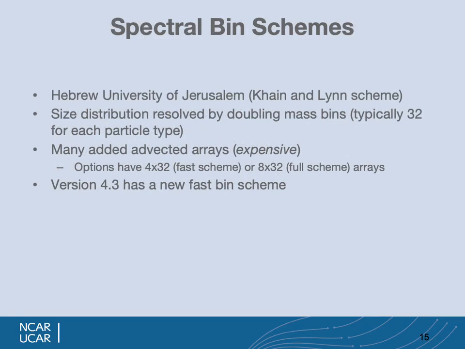WRF also has a spectral bin type of scheme from the Hebrew University of Jerusalem in Israel, and there the size distribution is not assumed because you have one particle type for each size. So there's doubling mass bins, typically 32 doubling mass bins. So that adds obviously a large number of variables to a vector. And so this is an expensive scheme. It would normally not be used in any kind of forecast. It's mainly for research purposes.